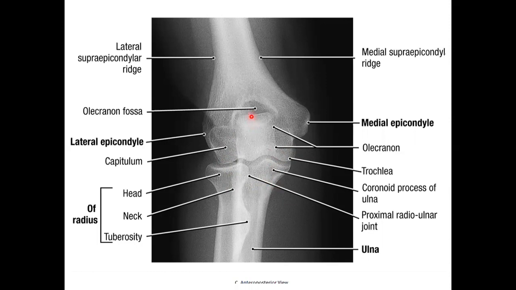Here's your olecranon fossa, where your olecranon is able to get in alignment with the humerus when the upper limb is completely extended, when your elbow is completely extended. And then the proximal radioulnar joint versus the distal radioulnar joint. The radius and the ulna are in close alignment with each other, such that they articulate with each other at the proximal part, and then they articulate with each other again at the distal portion.